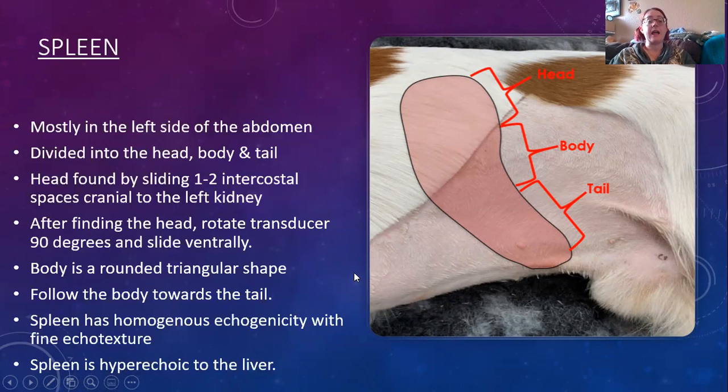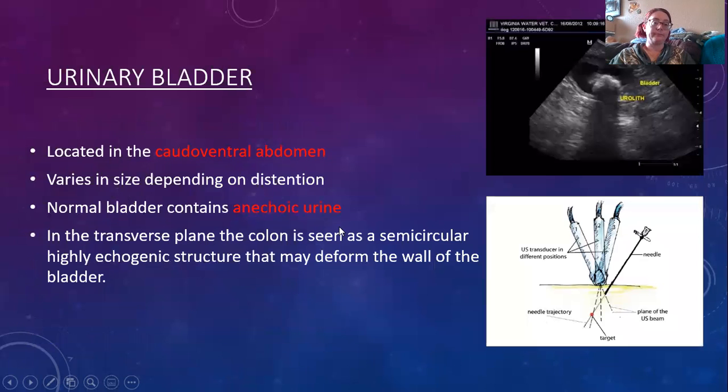We have to slide and rotate around the abdomen to be able to view different parts of the spleen. This is not going to show up just in one view. We're going to have to move around to check it out. Also keep in mind too that the spleen is going to be hyperechoic to the liver. So hyperechoic, it's going to be brighter, lighter, whiter than the liver.